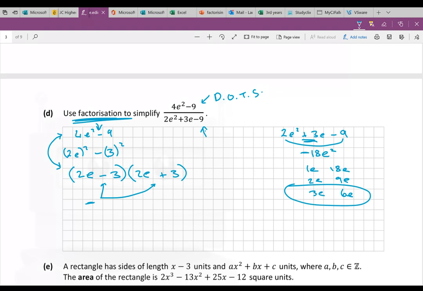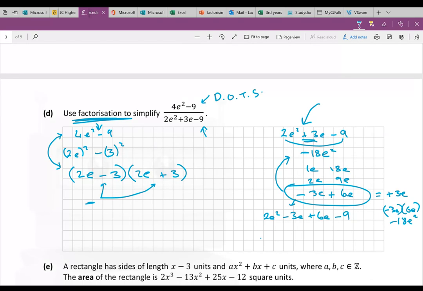Now remember, I need a positive 3e, but when these two are multiplied, I need to get a negative 18. So if I have plus 6e minus 3e, that will allow me to get plus 3e, and minus 3e multiplied by 6e does get me minus 18e squared. So it gets me the two things that I need. And then I'm rewriting: 2e squared minus 3e plus 6e minus 9.